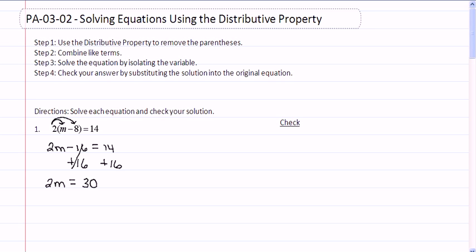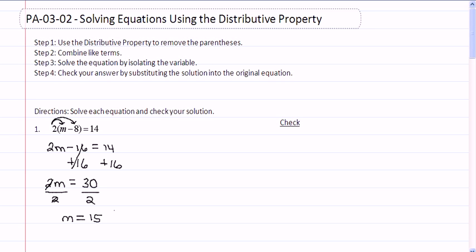And to finish step 3, solve the equation by isolating the variable. We have a 2 in front of the m that's being multiplied. Opposite of multiplication is division, so I divide both sides by 2, and I'm left with m equals 15.